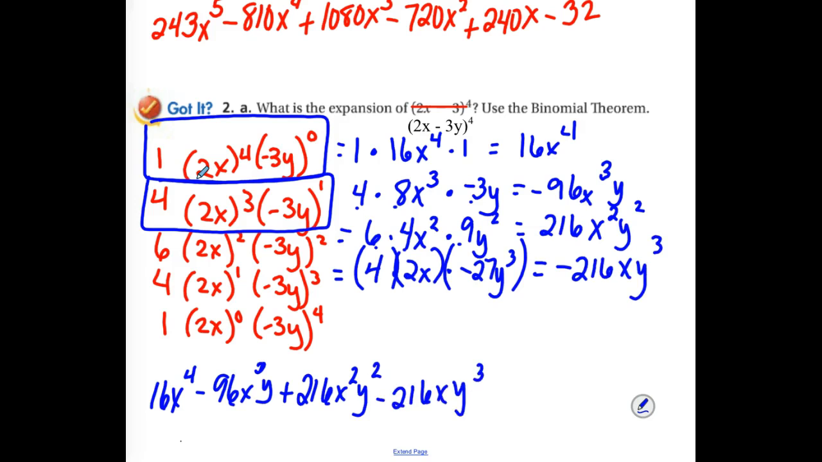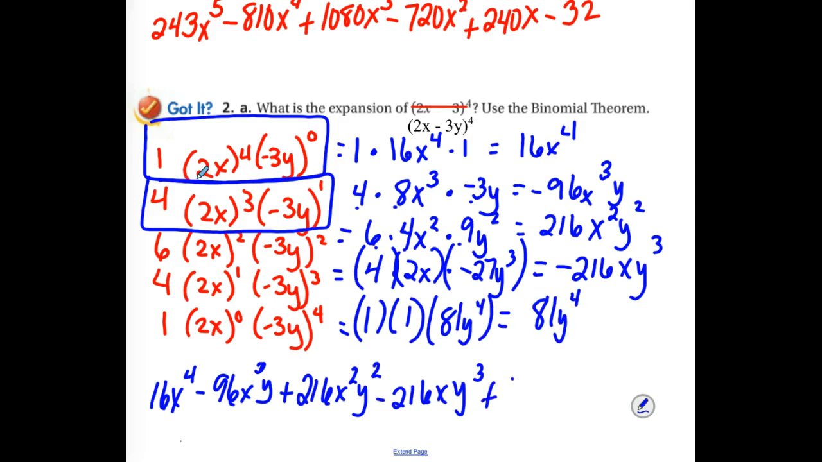And the last piece, we have a 1 times 2x to the 0 power, which is a 1. Negative 3y to the 4th power is 81y to the 4th. We end up with 81y to the 4th for our final term.